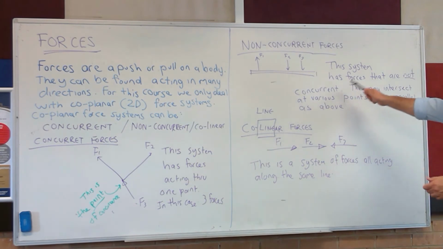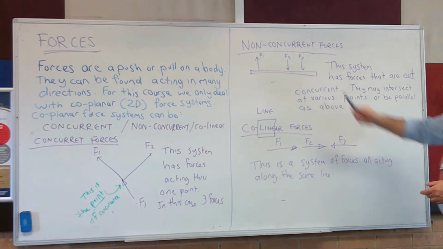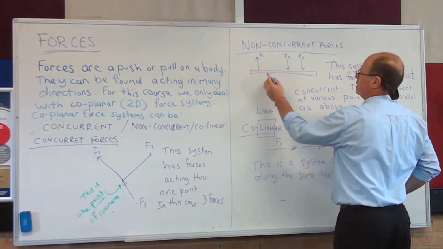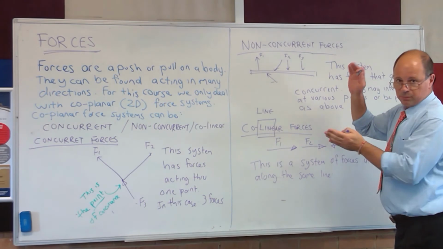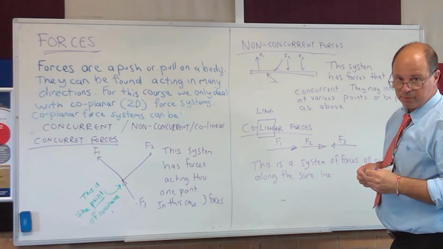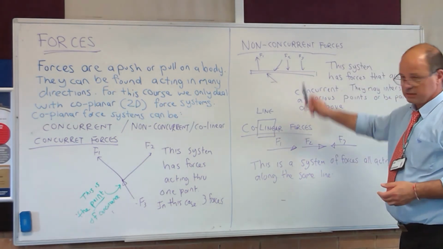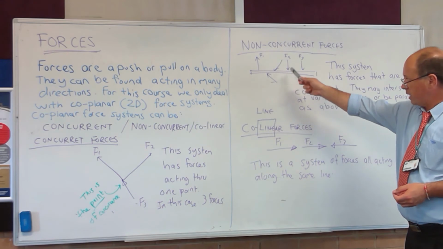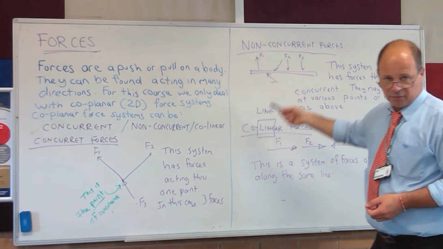Now, also it says here for a non-concurrent system that they're not concurrent. They may intersect at various points or be parallel. So these are all parallel to each other, but you could have forces that are non-concurrent that are doing this, acting at angles, but they're not concurrent because they're not acting through the same point. So that's the main thing. The forces are not acting through the same point. They don't need to necessarily be parallel. And later on, when you do truss analysis, you'll actually deal with forces that are angled and all the problems that are involved with that situation.